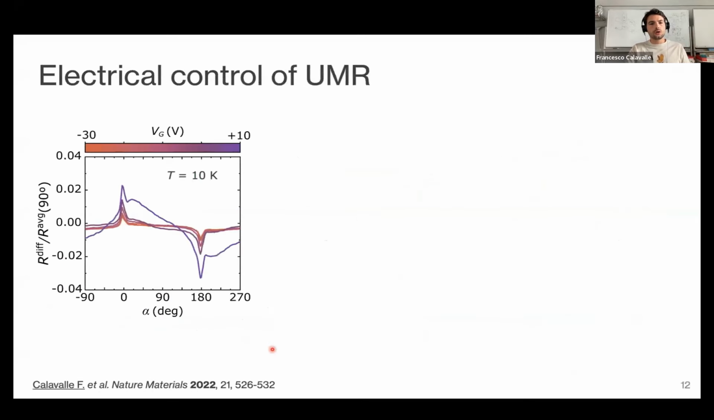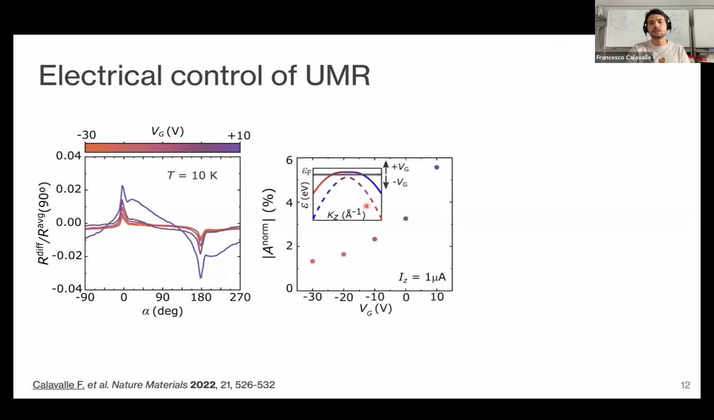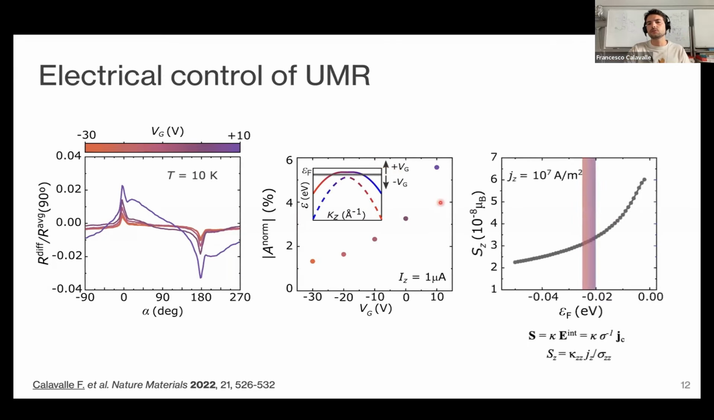We also were able to control this amplitude through electrostatic gating, which basically acts on the Fermi energy position in the material, changing the efficiency of this Edelstein-like mechanism. And we could also, at least qualitatively, compare this with our theoretical model, in which we can see that the spin generation has this trend with respect to the Fermi energy position in the material.